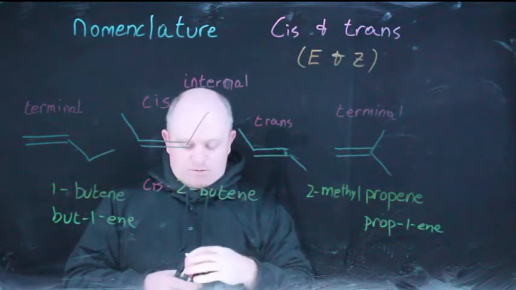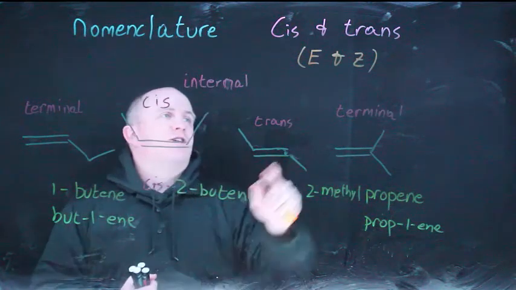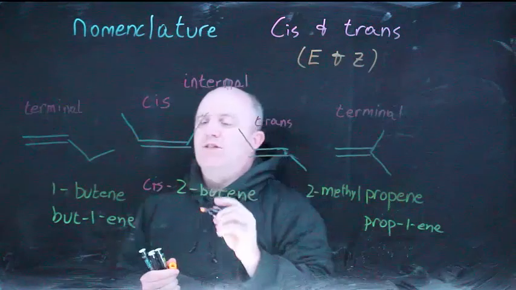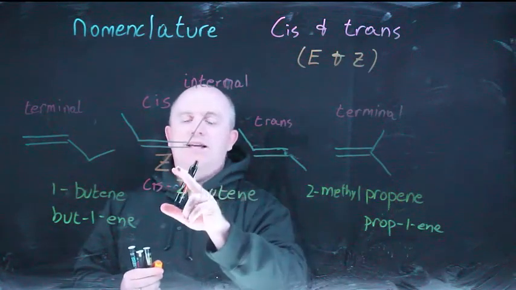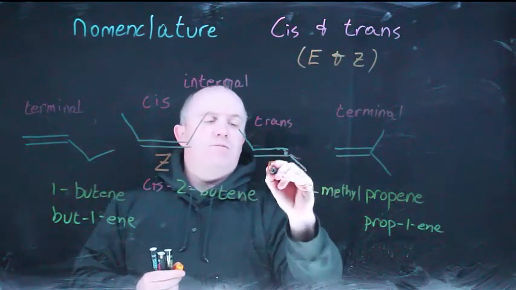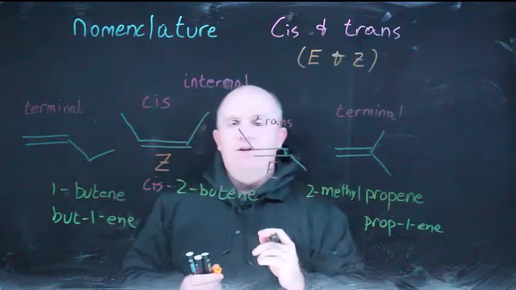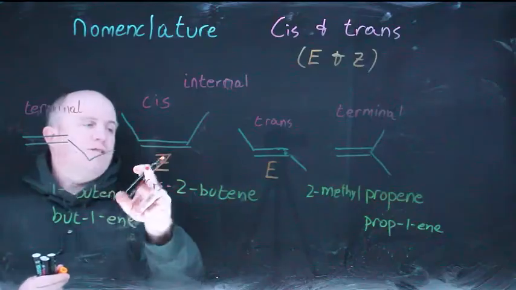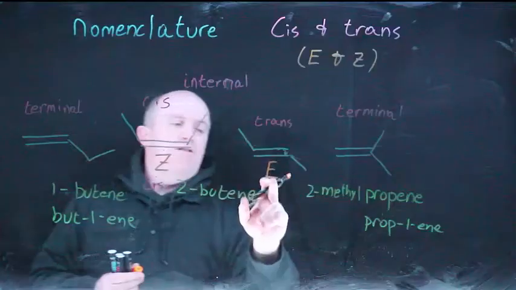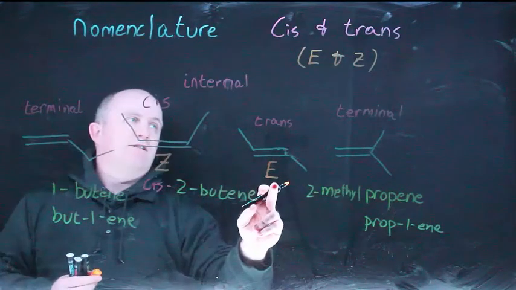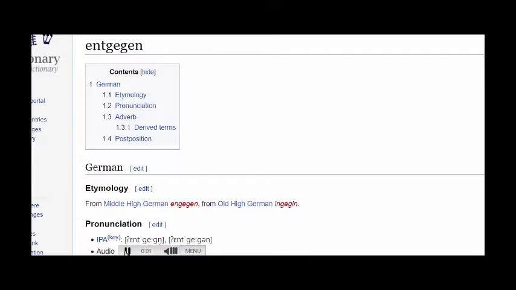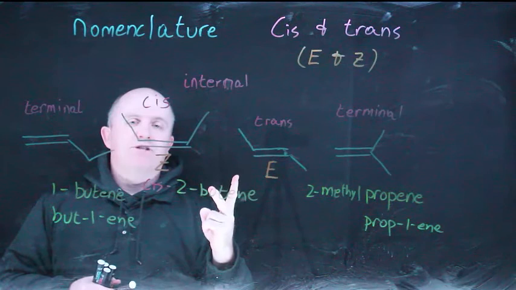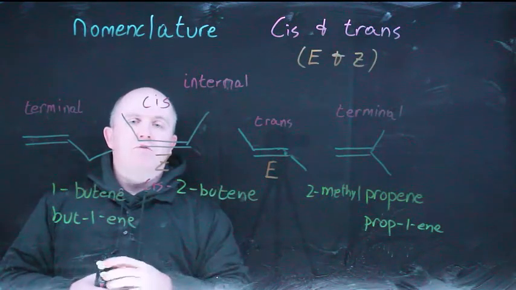Having said that, we're going to give you a preview of coming attractions, and simply note that E and Z are the other way that you could refer to things. A cis double bond is a Z double bond. A trans double bond is an E double bond. And this is from the German. Z is due to the German word that means on the same side, zusammen. And E is due to the German word that means on opposite sides, entgegen. The reason why E and Z exist is when you have more than 2 substituents. So let's now move to the more general case.